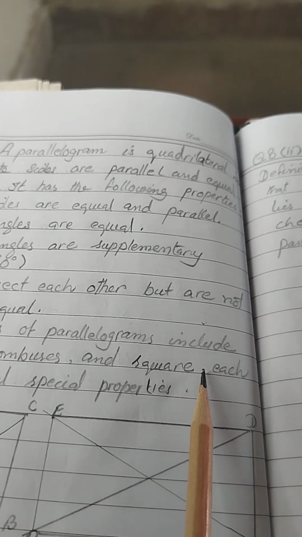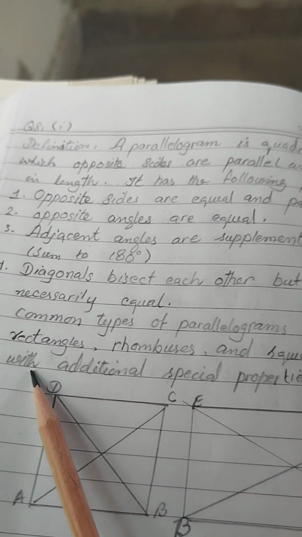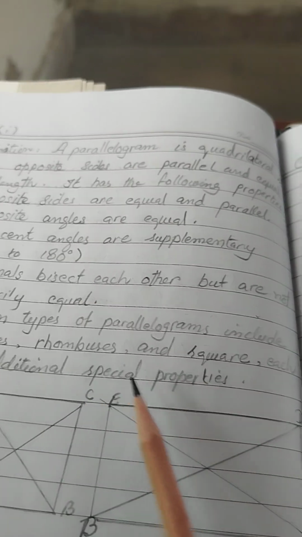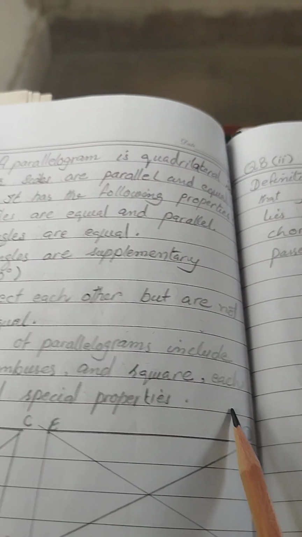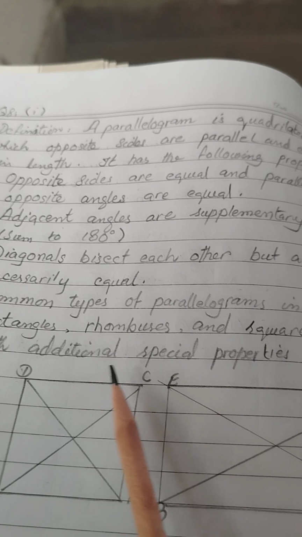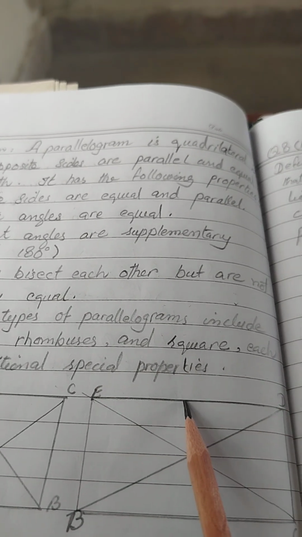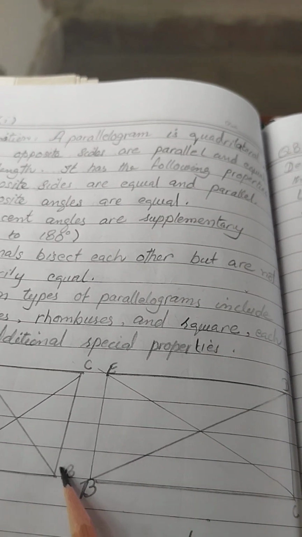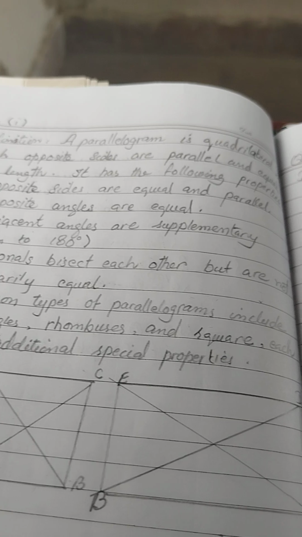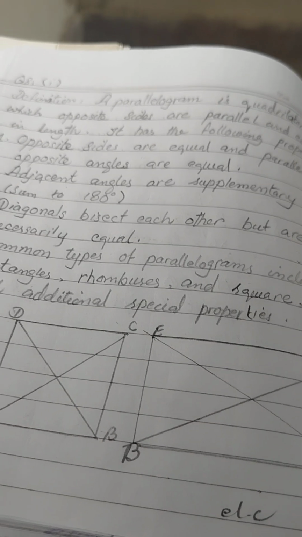Common types of parallelogram include rectangle, rhombus and square, each with additional special properties like this. This is the figure of a parallelogram. You can draw more figures like rhombus etc.